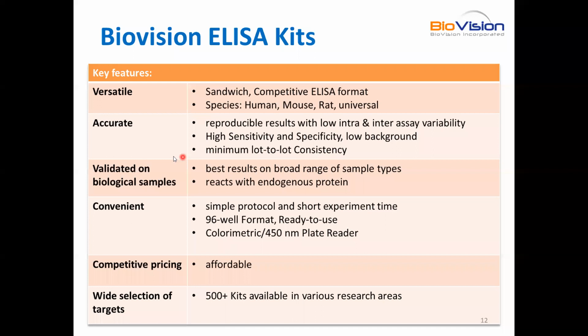Our ELISA kits are tested for accuracy. They show reproducible results with low intra and interassay variability. They have high sensitivity and specificity, and provide very low background. That means there is no cross reactivity. And we make sure that our ELISA kits show minimum lot to lot inconsistency.